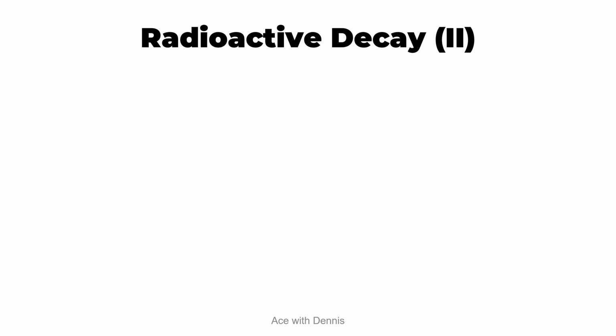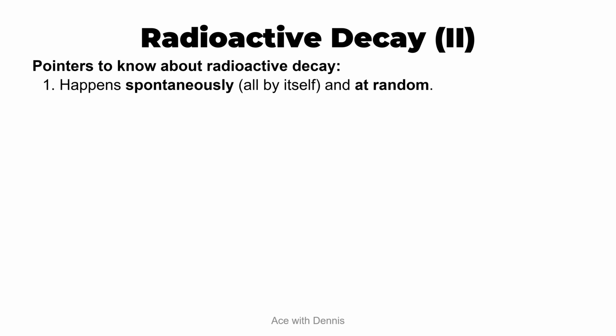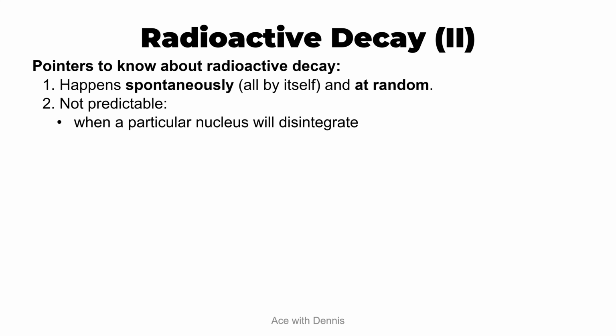We are now entering radioactive decay, part 2. Here are a few pointers to know about radioactive decay. Number 1. Radioactive decay happens spontaneously, or all by itself, and at random. Number 2. It is not predictable. We can't predict when a particular nucleus will disintegrate and in which direction the particle will be emitted.